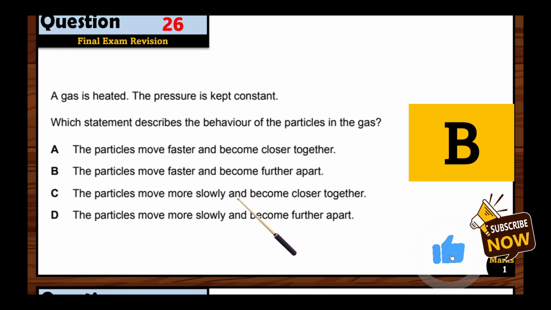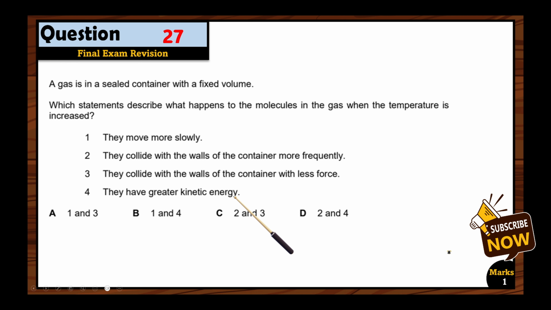Okay, now let's see question number 27. A gas is in a sealed container with a fixed volume. Which statement describes what happens to the molecules in the gas when the temperature is increased? So we have a gas in a sealed container that has a fixed volume. If you increase the temperature, I already told you, what will happen? The particles will gain more kinetic energy, right? And they will be colliding more often. So they move more slowly. Oh, that's wrong because the temperature has been increased.